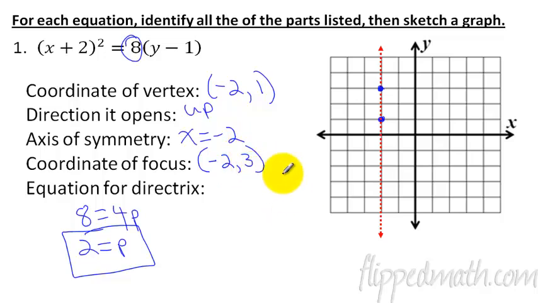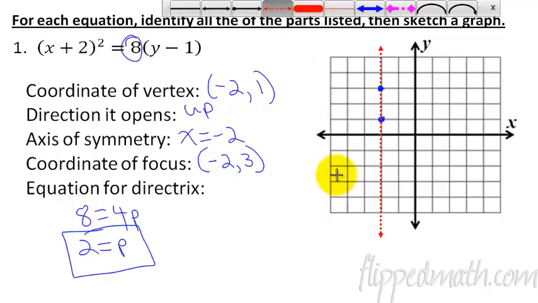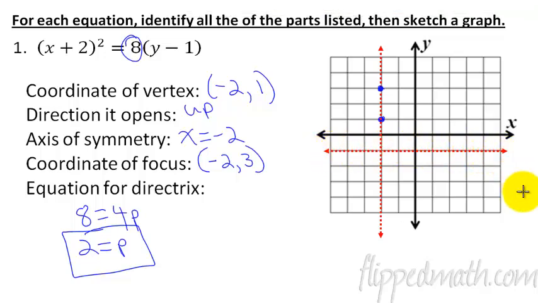And then the equation of the directrix. I'm going to draw another red line here. It is going to be 2 away from the vertex. So I go down 2, and there is my directrix. Okay, now I forgot to write the equation. The equation is y equals -1.